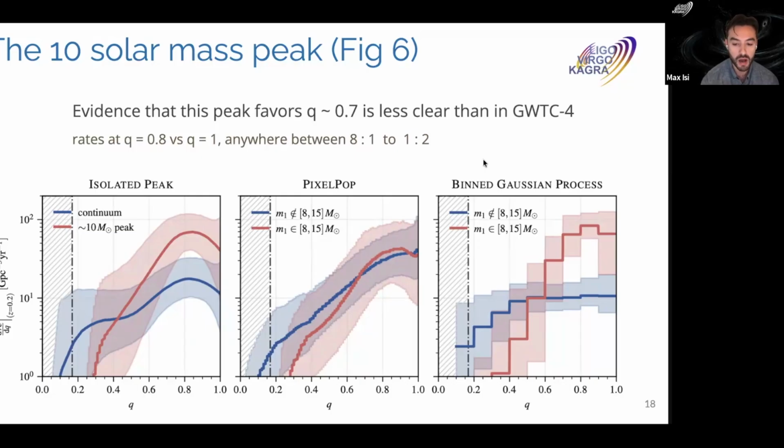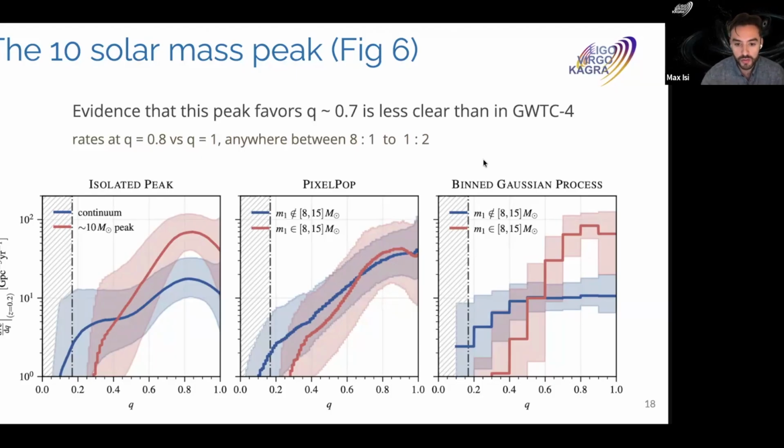And that's definitely true also for Pixel Pop, where if you look at the red curve in the center, there could be a preference for uneven mass ratios, but it's definitely not strictly required. And so the bottom line again is that the evidence that this peak favors or requires a mass ratio that is definitively away from 1 has diminished now with GWTC-4. So this could still be the case, but we do not require it.